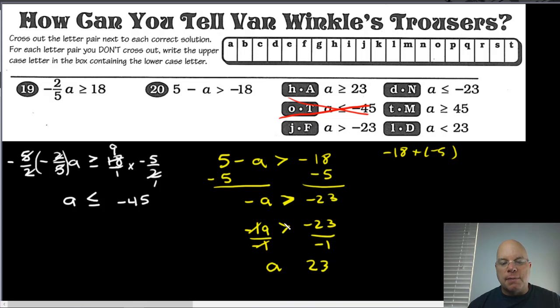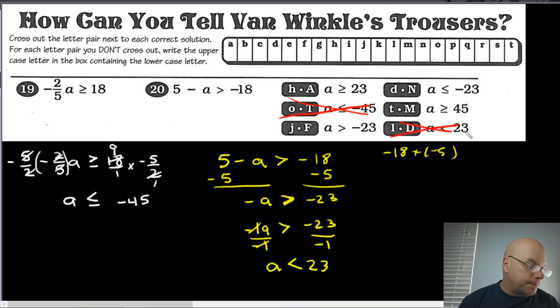But we also have to think about this inequality. It's no longer greater than, because remember we said anytime we multiply or divide by a negative, we need to reverse the inequality. So a is less than 23. And we'll now cross that one off on this answer bank.